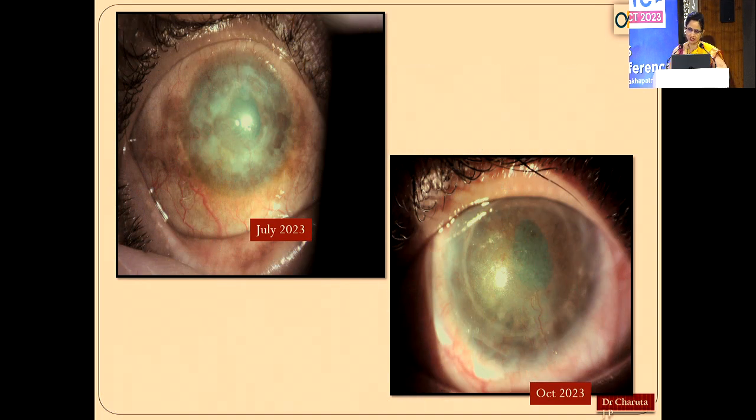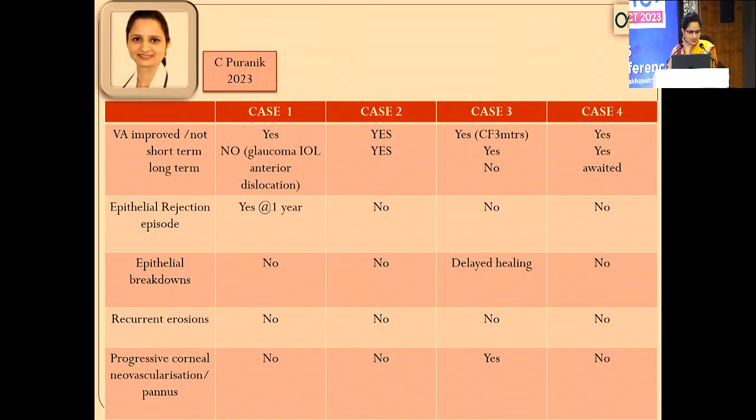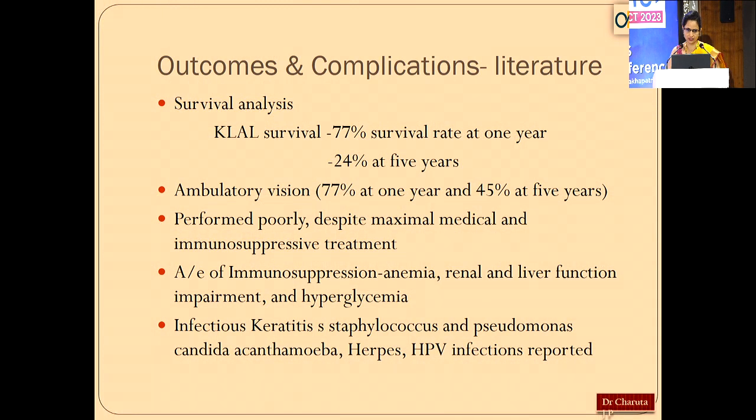Again, whether altering the milieu of the limbus is actually allowing his own limbal stem cells to take over and start functioning is what my hypothesis would be. So these are the results: we got epithelial breakdown in only the one case of Stevens-Johnson syndrome, and the remaining cases have been doing really well.